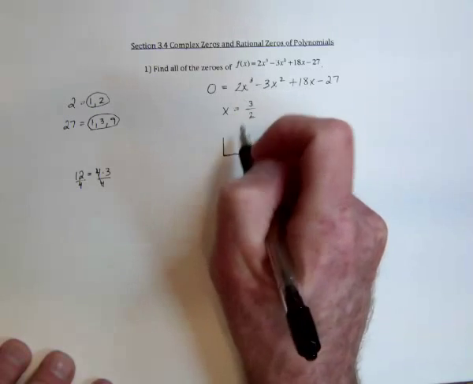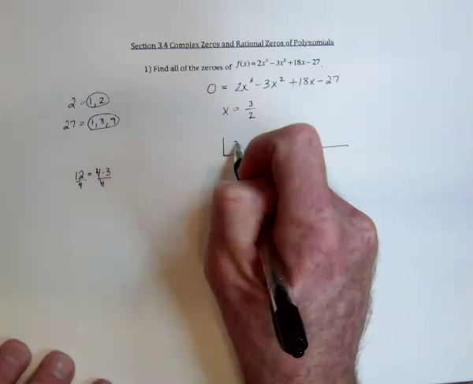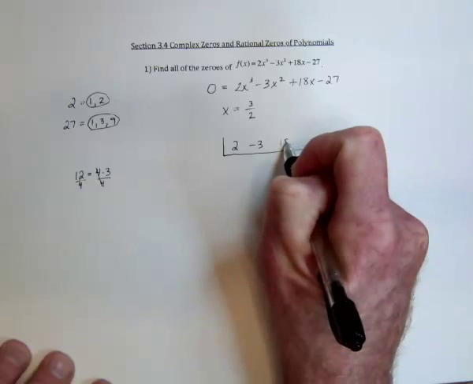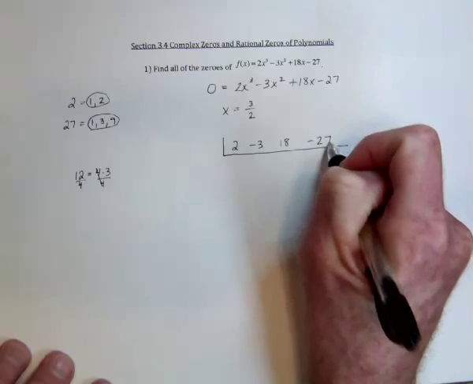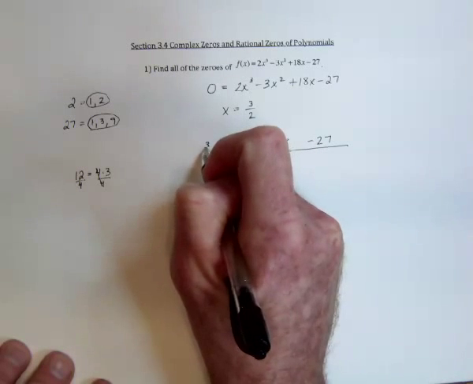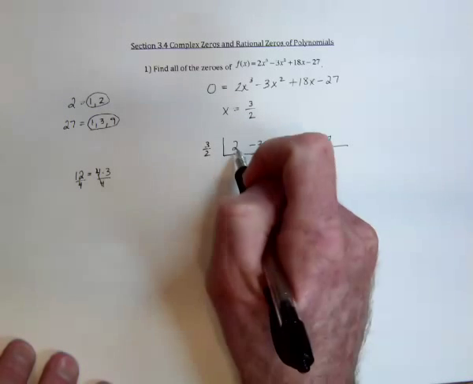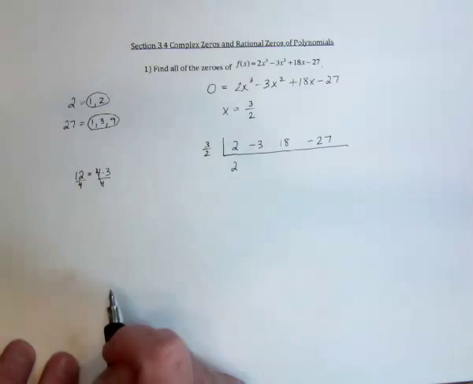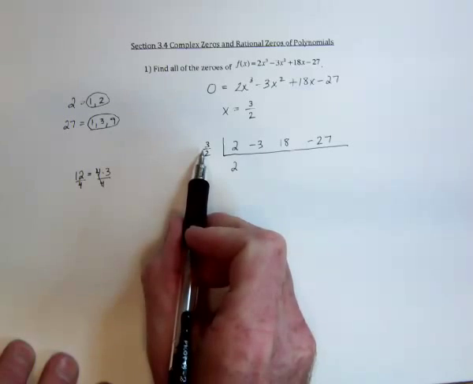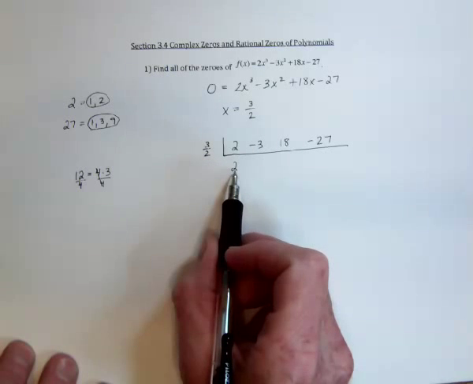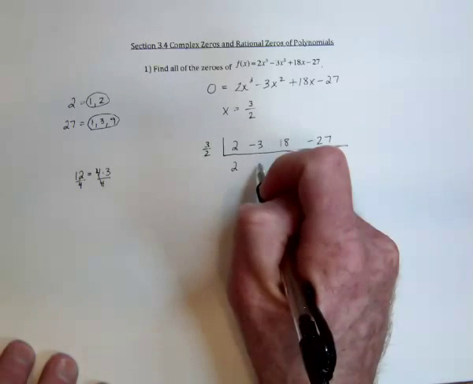So use the coefficients from this polynomial, a 2, -3, an 18, and a -27. And out here goes what x is equal to, 3/2. Start by carrying down a 2, and then the idea is multiply and add. So multiplying this way is going to cancel the 2's, leaving a 3. Added to that's going to be a 0.